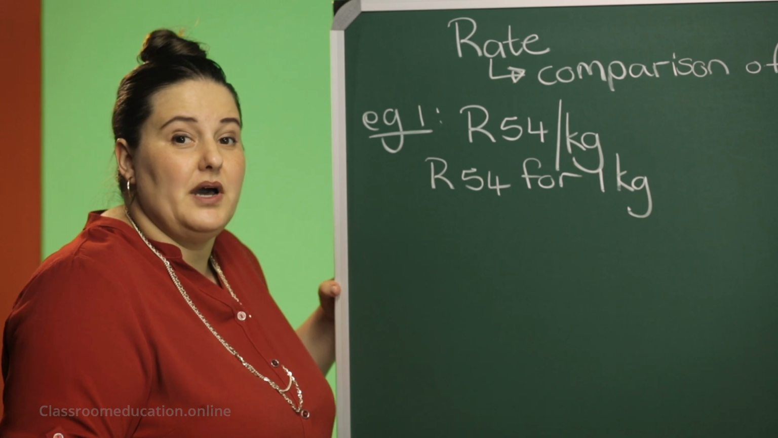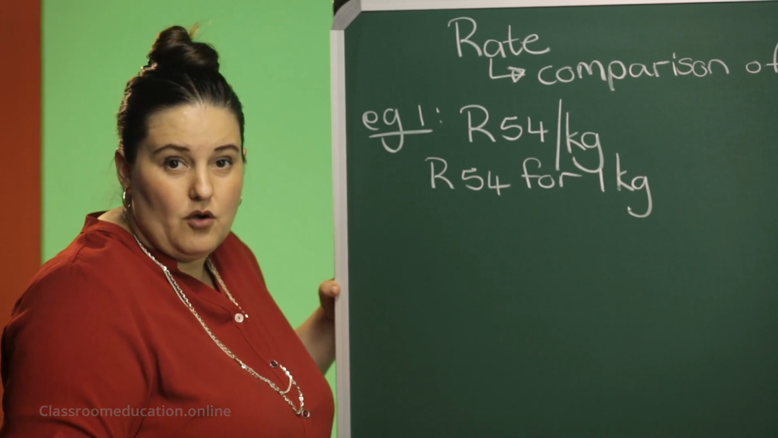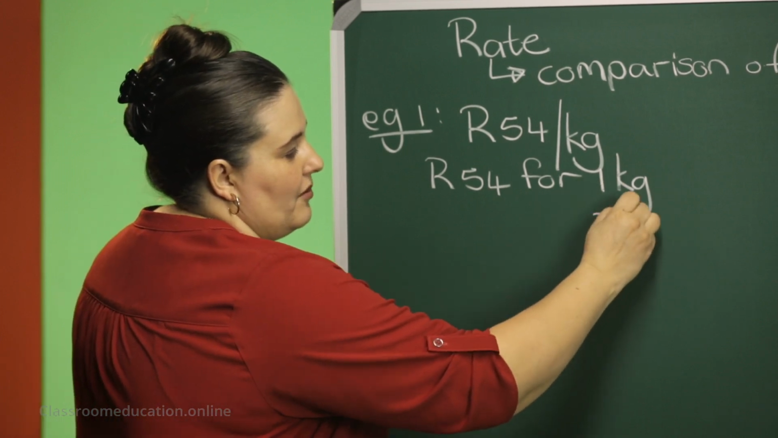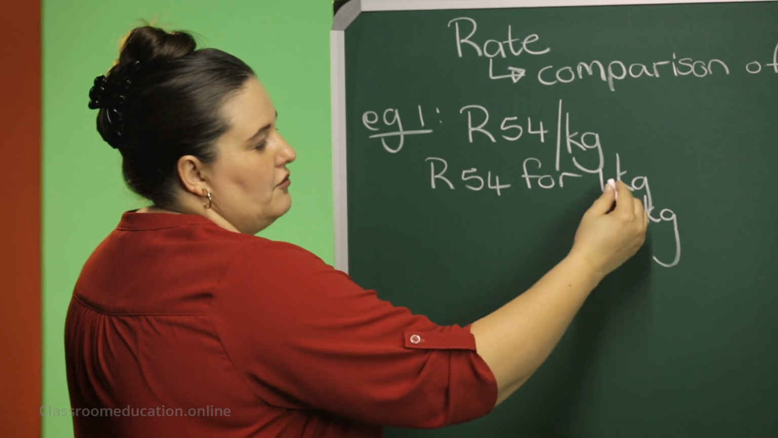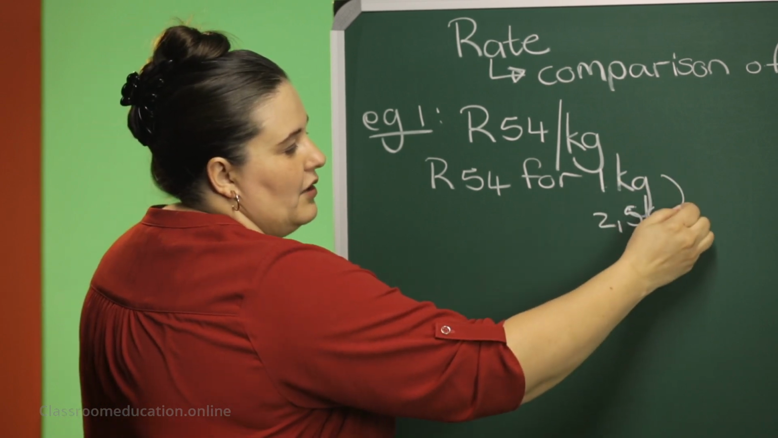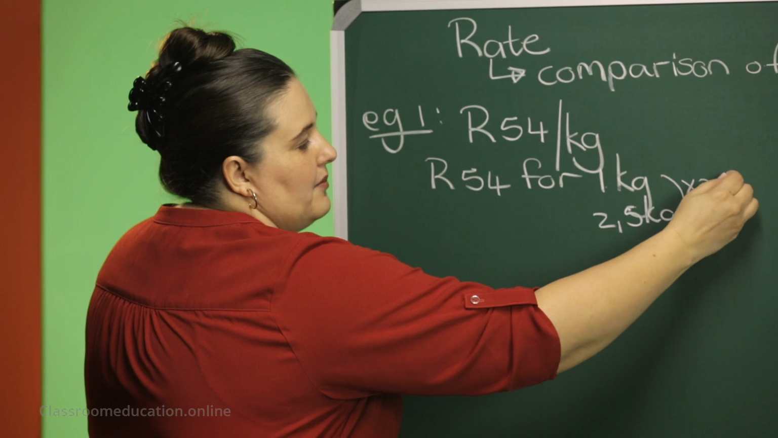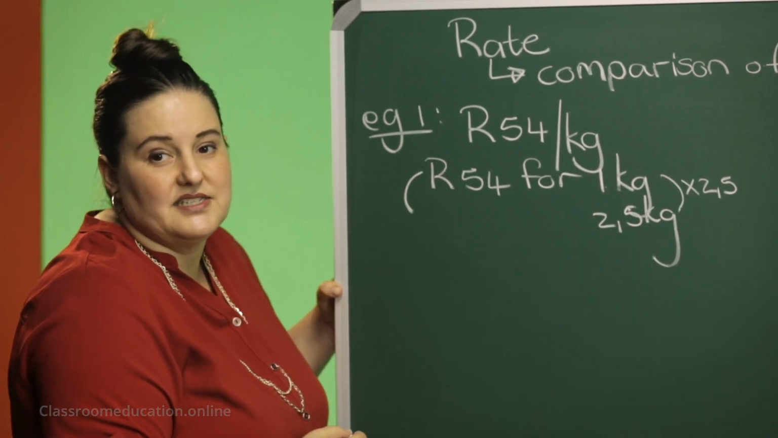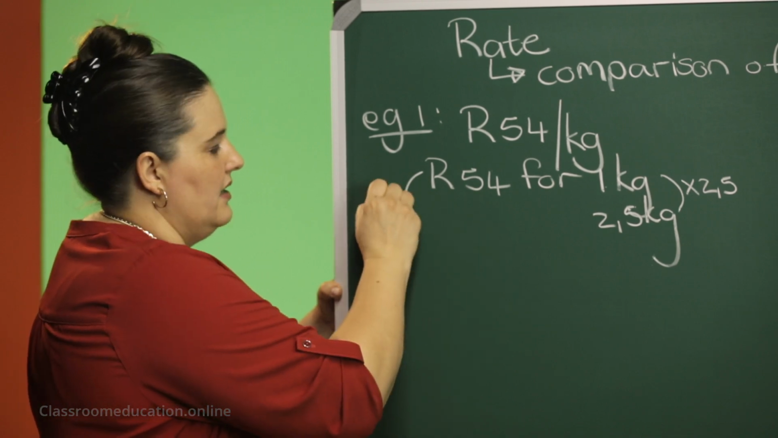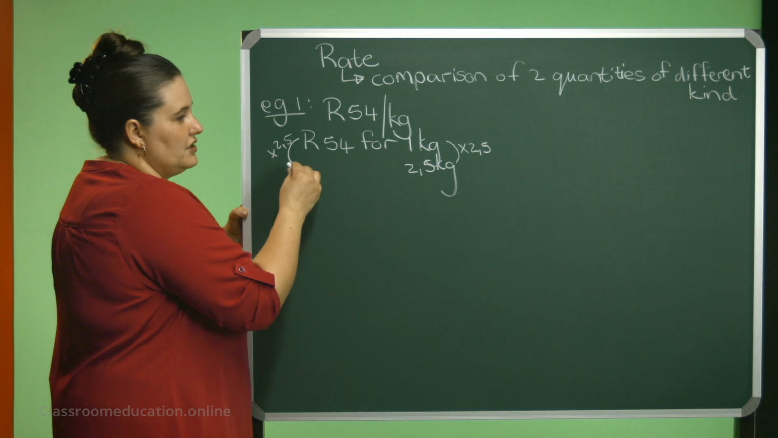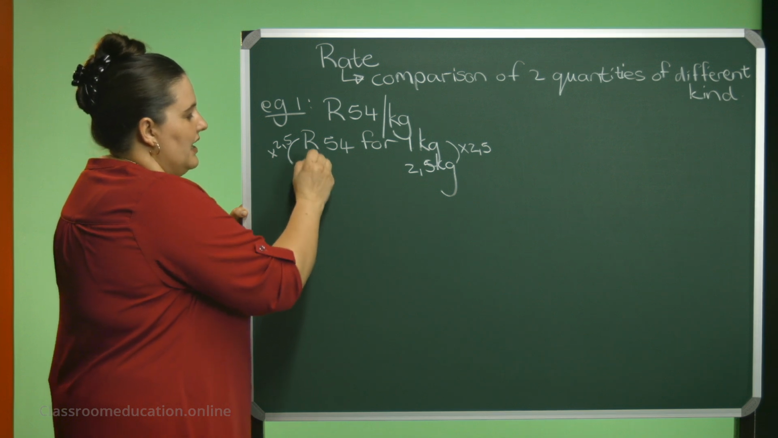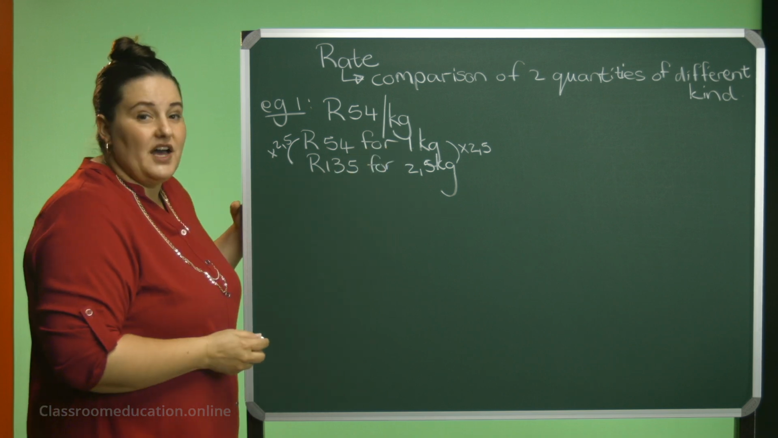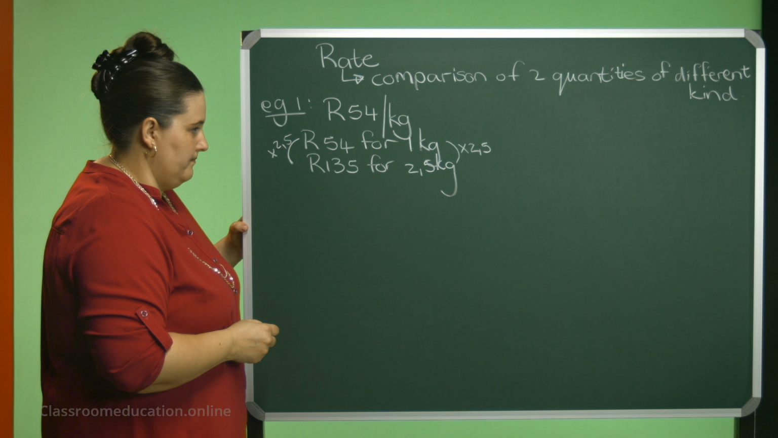And let's say you want to buy 2.5 kilograms. What should you pay? I'm going to change my 1 kilogram to 2.5 kilograms. So from the 1 to the 2.5, what did you say? You said multiply by 2.5. And then you need to do this exactly on the left-hand side with the 54 rand as well, times 2.5. So this will give us a value of 135 rand for 2.5 kilograms of chicken.